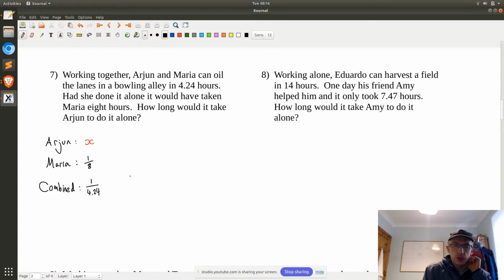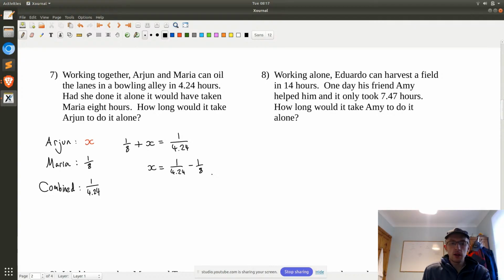Okay. So how to now figure out X? Well, isn't it just 1/8 plus X equals 1/4.24? Am I getting that right? Well, let's see. I mean, clearly here X is just 1/4.24 take away 1/8. And for that on the calculator, 1/4.24, take away 1/8.